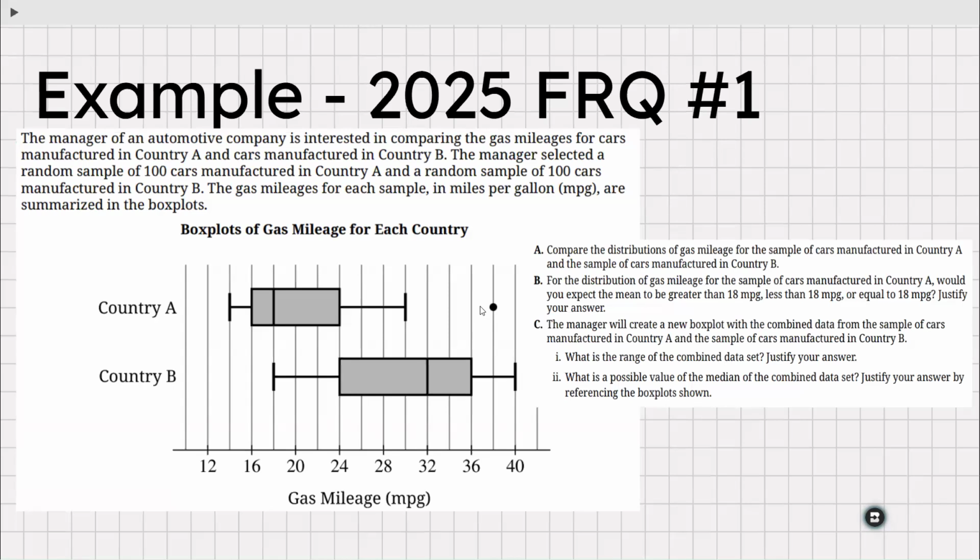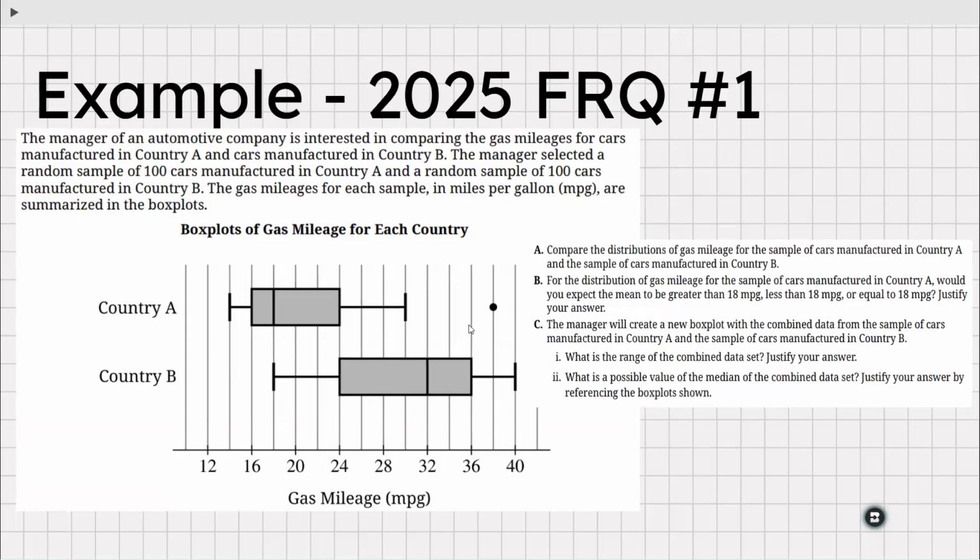That dot means it's an outlier. It's a member of the distribution. That number is part of the gas mileage. There's a car that has really good gas mileage in country A, so I would include that. So that would be 38 minus 14. The range here would actually be 24. So this guy's range would be 38 minus 14, which is 24.